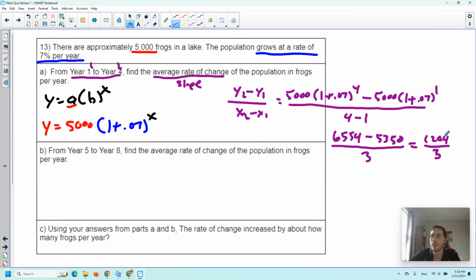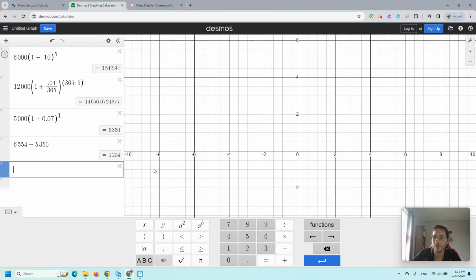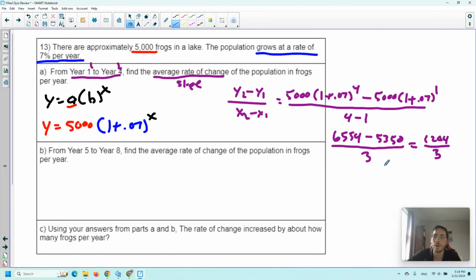So to get the average rate of change, I have to divide that by 3. That's not going to come out nice. So close. 1,204 divided by 3 is 401.3 frogs. And again, if we're counting frogs, to the nearest frog is totally fine. It's about 401 frogs. Again, about 400 frogs would also be okay. Again, it says approximately 5,000 frogs in a lake, so it's possible that you missed one of the frogs out of the 5,000. That's totally fine. So that's one way to do it. That way makes a lot of sense. We're just finding our ending value at 4 years, subtracting what we're starting with at 1 year, and then finding out what the change was.